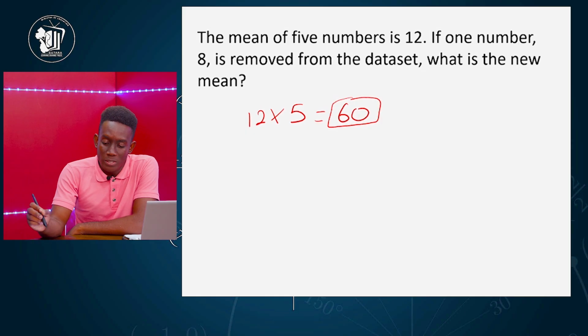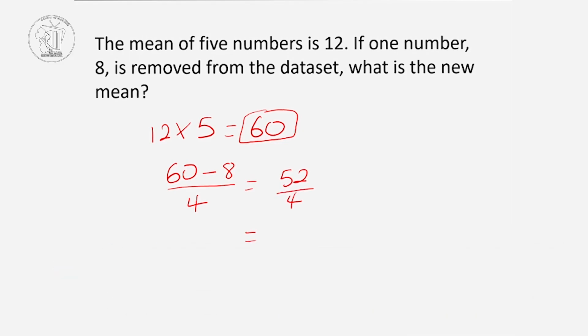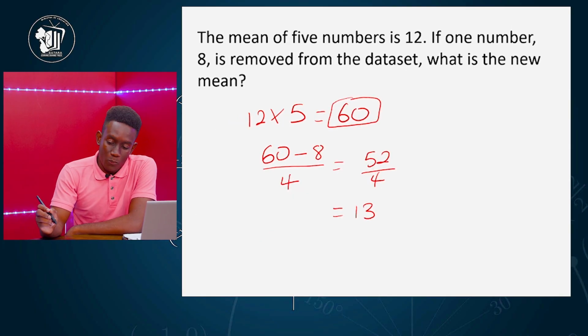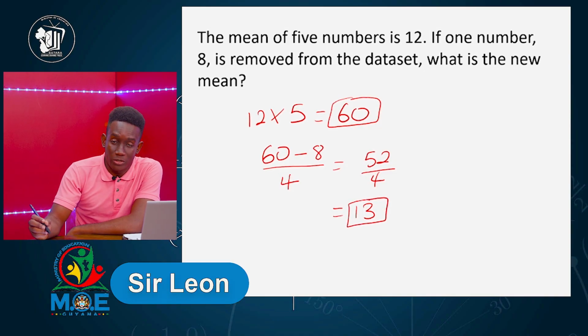They said that one number is removed, and that number is 8. What is the new mean? So this will simply be 60, subtract the number that is removed, which is 8, all divided by, since we had 5 numbers before, now when we take out one number, we'll have 4 numbers. So 60 subtract 8 will give me 52 divided by 4. So 52 divided by 4 will give me a value of 13. So the new mean when we take out 8 from the dataset will be 13.